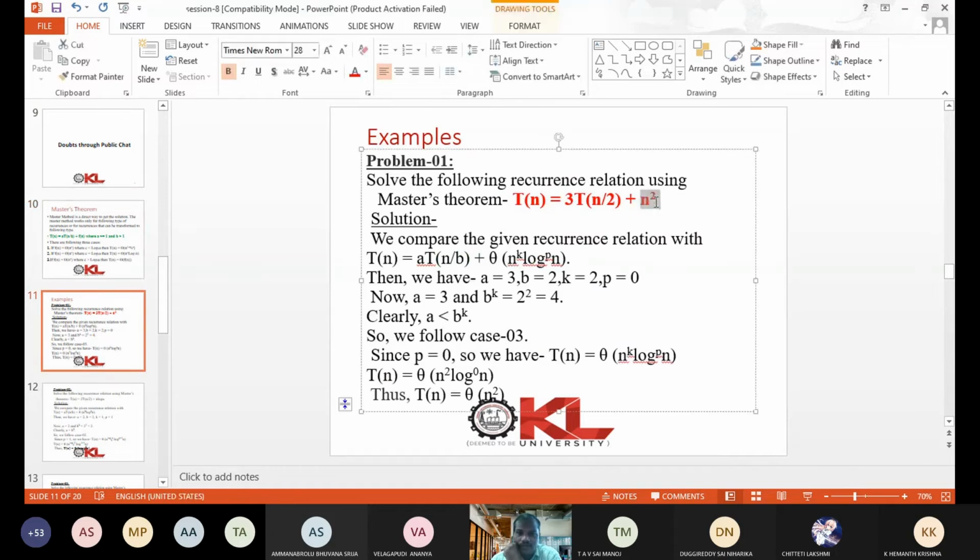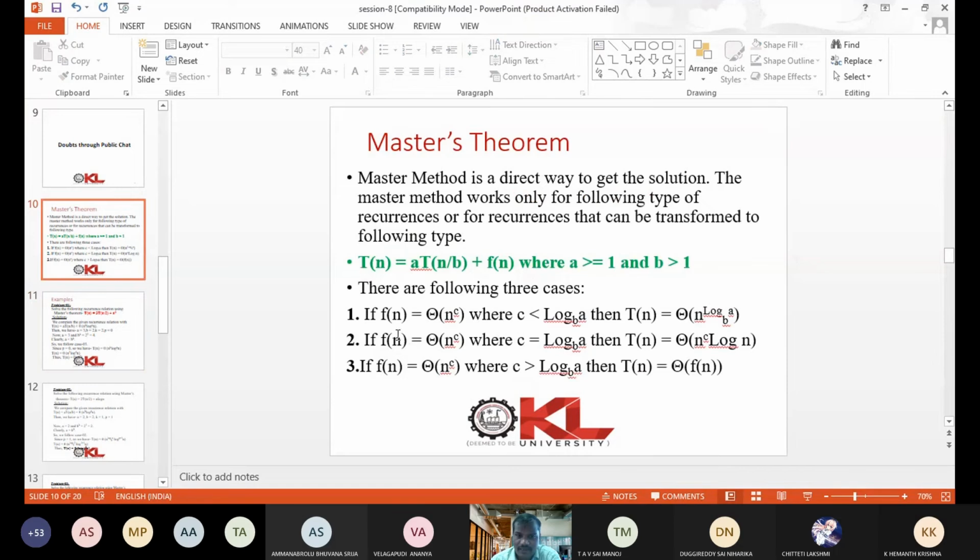Now see f of n. f of n is n square. Just go to the previous slide. Here f of n is n square. Where is it matching, first one or second one? Third one. n square means the c value is 2. Is it greater than log a to the base b? What is the log a to the base b value? Just check that, all of you.